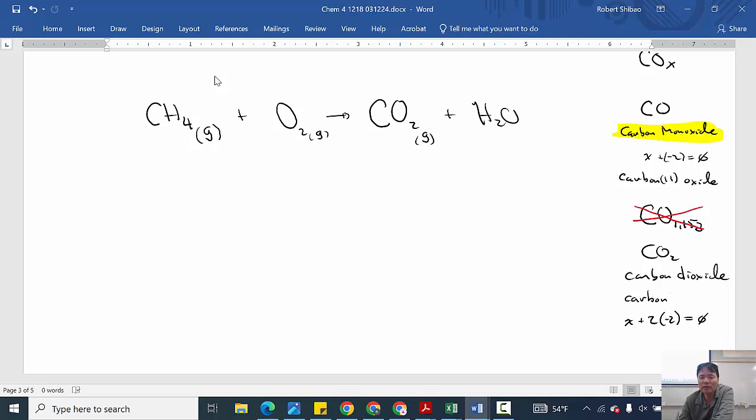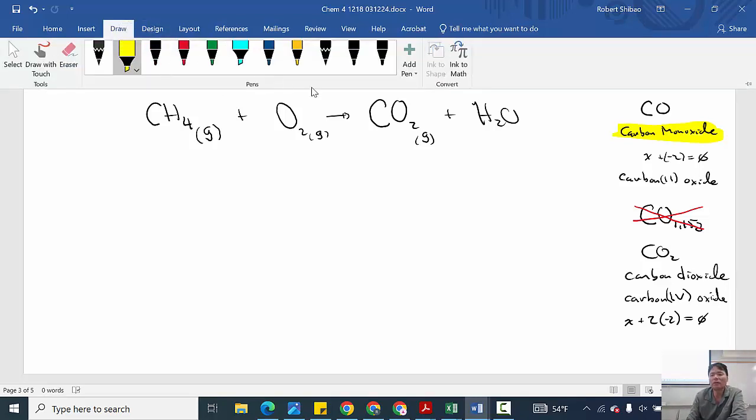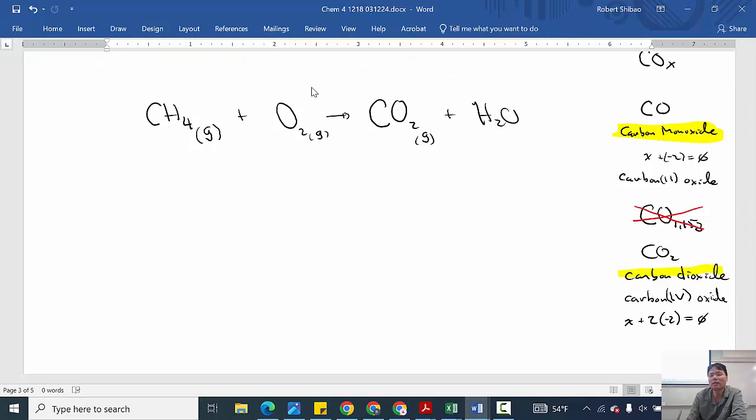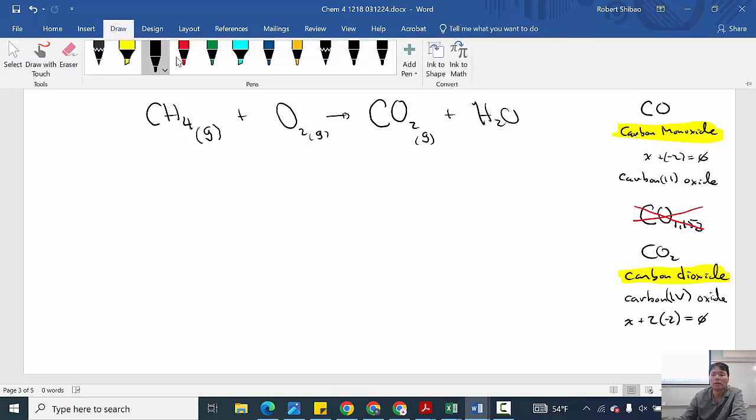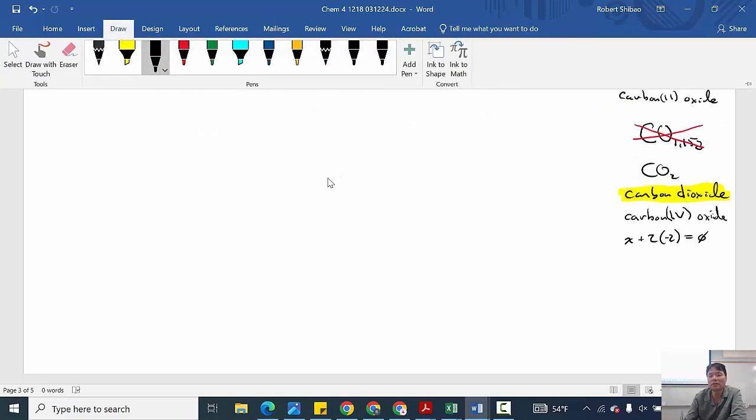4. So the other name for this is carbon 4 oxide. But we don't really call it carbon 4 oxide. We call it carbon dioxide. But if somebody called it carbon 4 oxide, you probably know what they're talking about. They're talking about this. Okay, let's continue this.